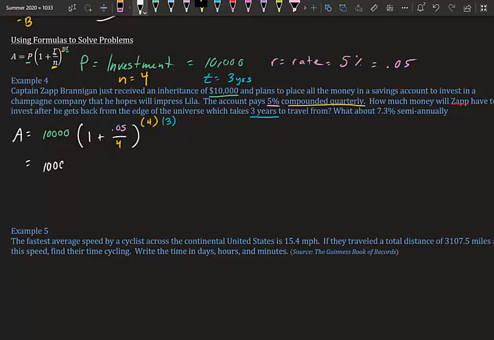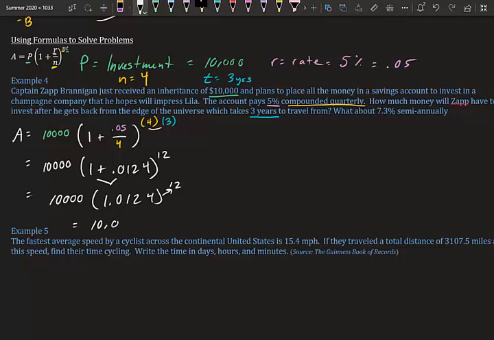So we're going to do 10,000, 1 plus, so with your calculator, do 0.05 divided by 4, and you get 0.0125. And we know 4 times 3, it's 12. So now I'm going to add and combine like terms inside the parentheses. So we have 10,000 times 1 plus 0.0125 is 1.0125 to the power of 12. So PEMDAS, we have exponents. So we have to do 1.0125 to the power of 12.